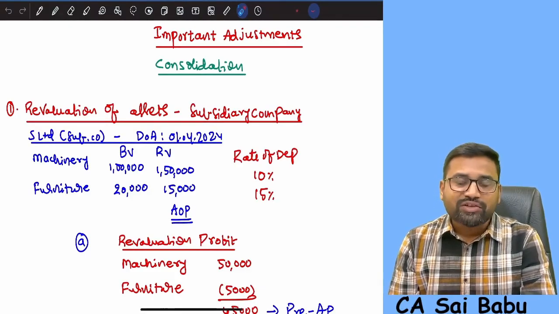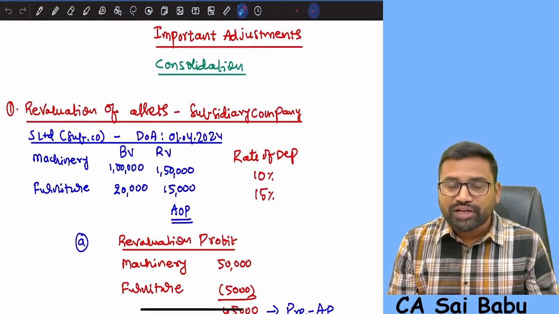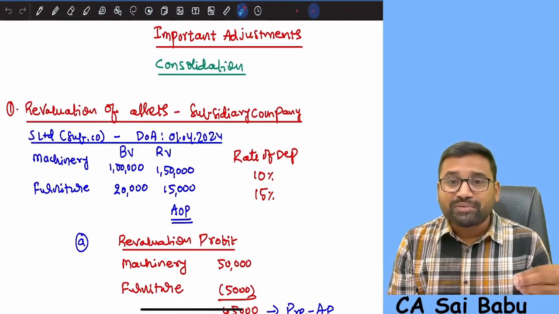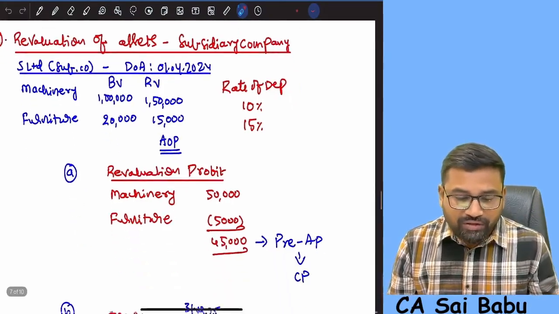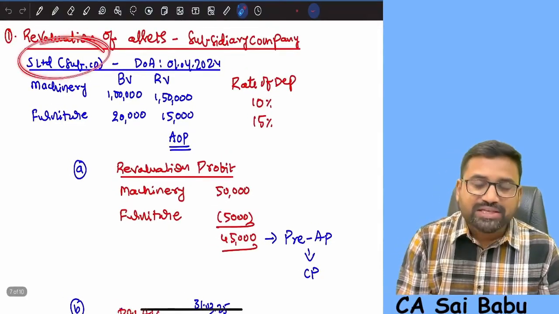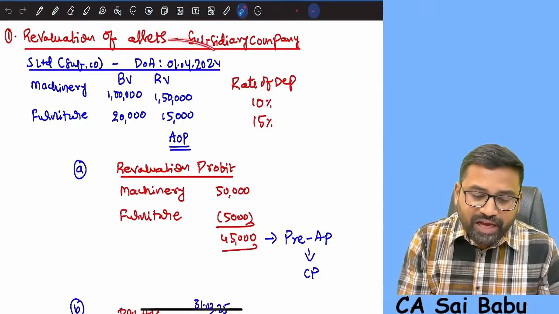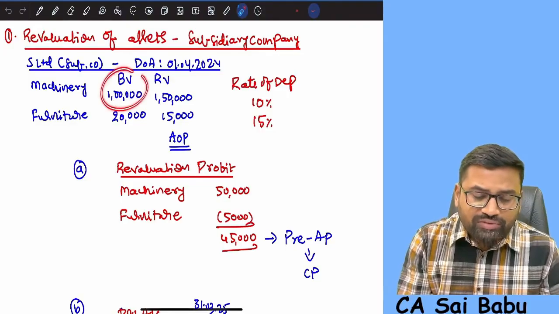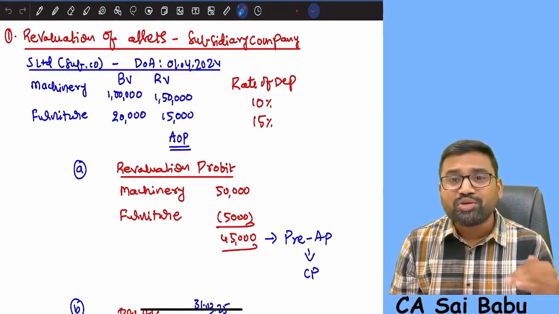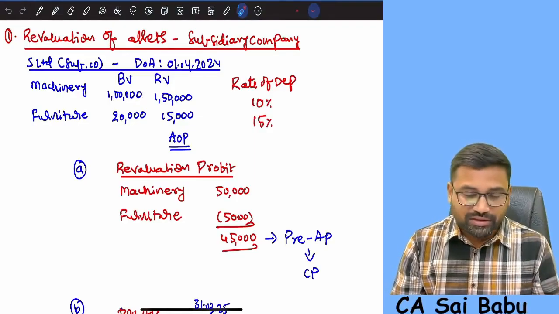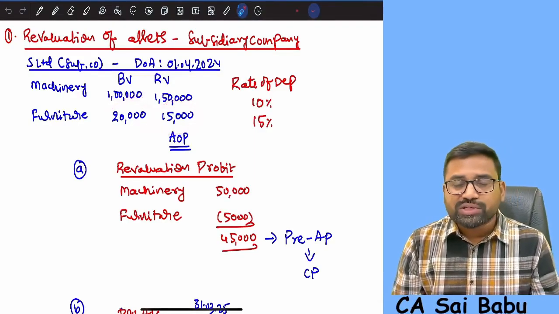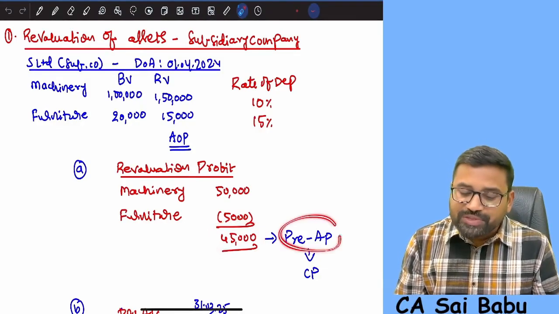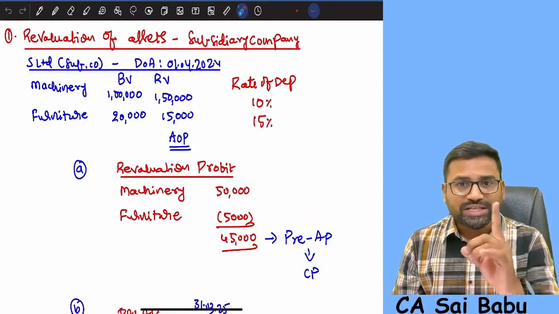Similarly, when there is a decrease in the value of the asset, whatever excess depreciation you provided, you need to return back. Because of that, the subsidiary company's post-acquisition profits might get affected. That also we need to consider. For example, see this. There is a company S Limited, sir, a subsidiary company. This subsidiary company is acquired by the parent company on 1/4/2024. Now on the date of acquisition, the machinery book value is 1 lakh. Revalued amount is 1,50,000. That means how much increase? 50,000. That is revaluation profit. Furniture 20,000, sir, revalued to 15,000. That means there is a revaluation loss. So overall 45,000 is the revaluation profit, which will be treated as pre-acquisition profit and treated as capital profit. That is the first adjustment.